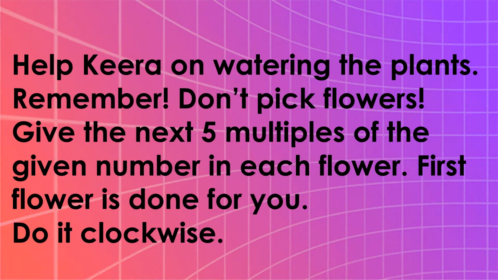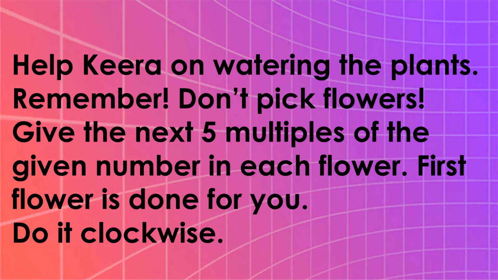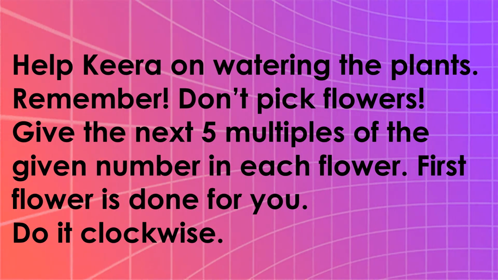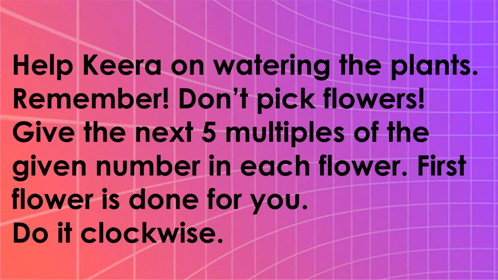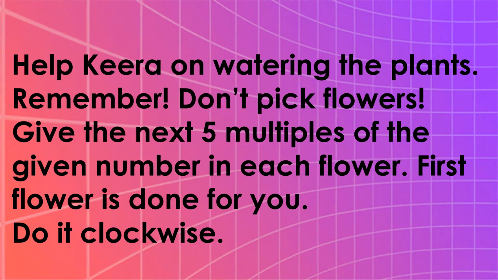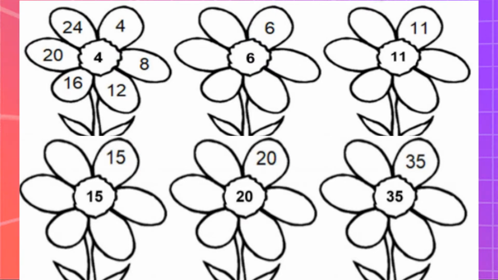So let us help Kara on watering the plants. Remember, don't pick flowers. Okay? So give the next 5 multiples of the given number in each flower. First flower is done for you. Do it clockwise. Okay, so let's have here the example, multiples of 4. So I start with 4, 8, 12, 16, 20, 24. So it's up to you now.